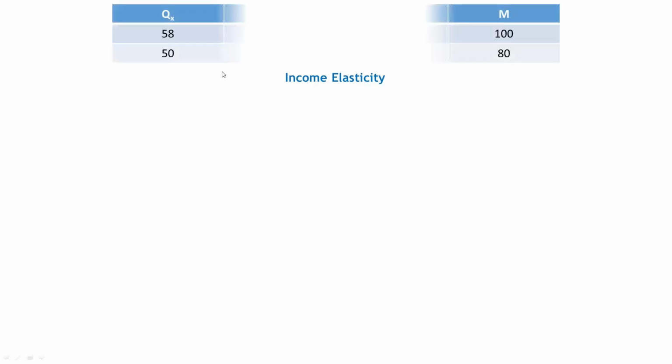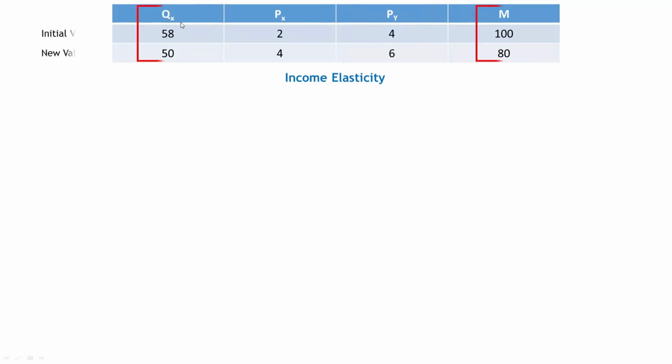Finally, we shall measure income elasticity of demand. When quantity demanded for X changes due to the change in income of the consumer M, we can measure income elasticity of demand. When we measure income elasticity of demand, we consider the first column that shows quantity demanded for X and the last column that shows the income of the consumer, and we ignore second and third column.